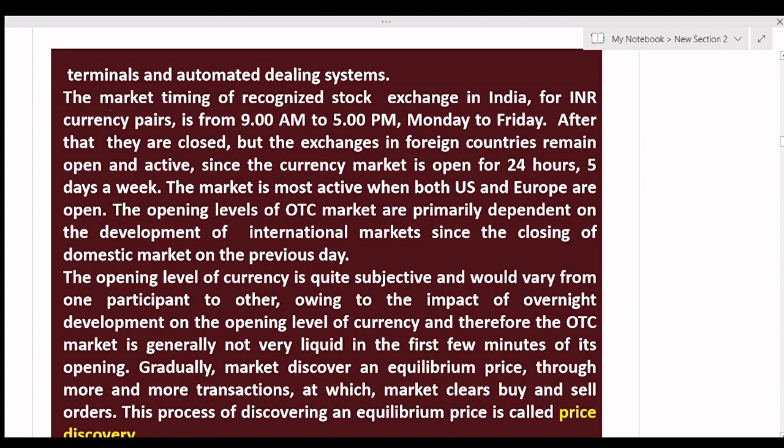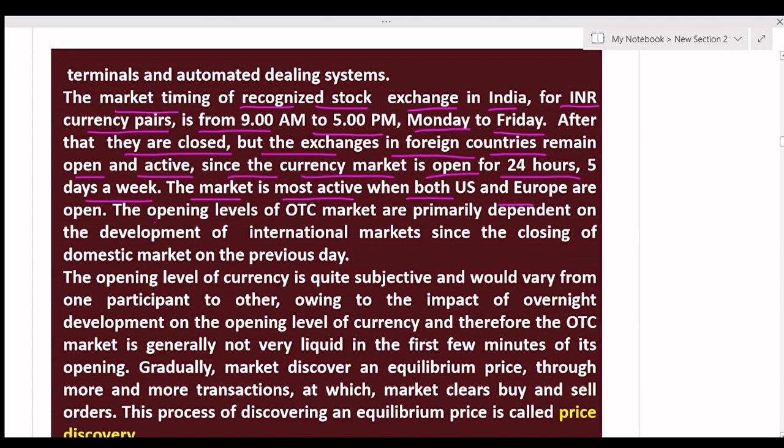The market timing of recognized stock exchanges in India for INR currency pairs is from 9 am to 5 pm, Monday to Friday. After that they are closed, but the exchanges in foreign countries remain open and active. Since the currency market is open 24 hours, 5 days a week, the market is most active when both US and Europe are open.